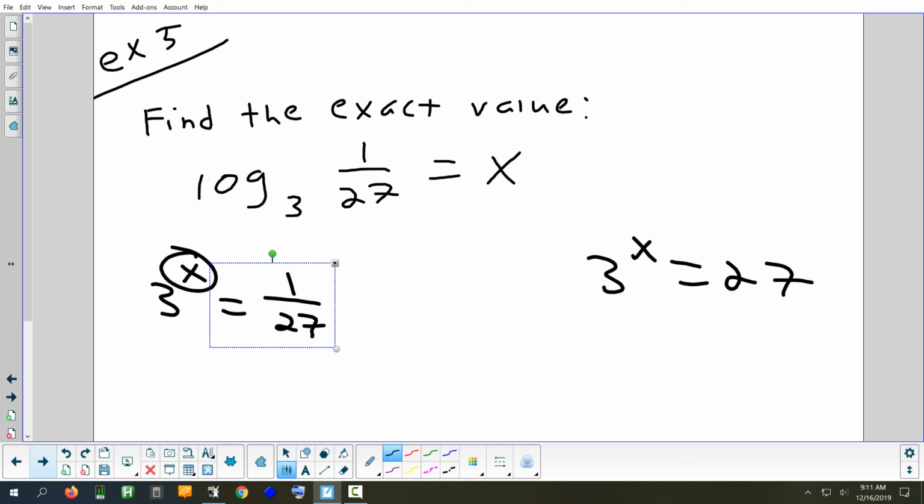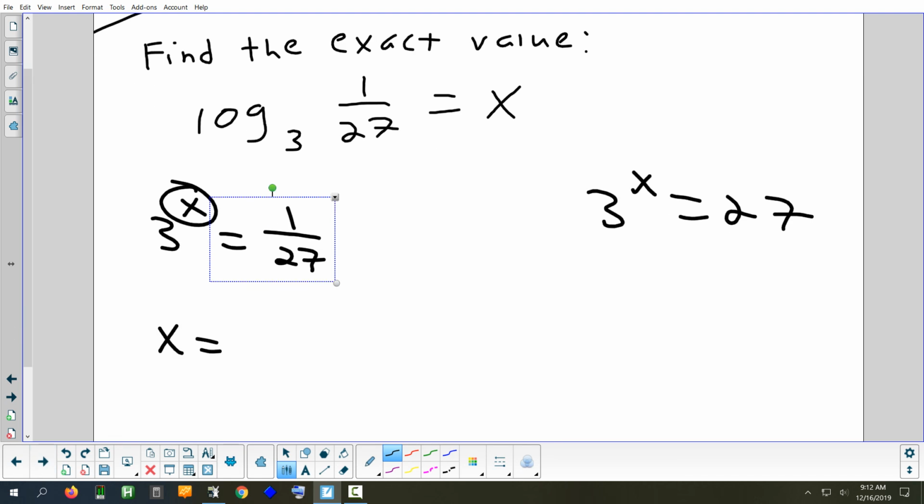So, anybody remember what kind of number your exponent has to be to give you a fractional answer? Yep. Negative. Has to be negative. Anytime you use a negative exponent, that causes the 27 to go to the bottom. Okay. So here, x is negative 3.